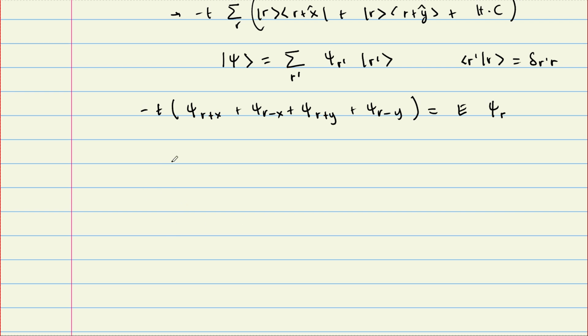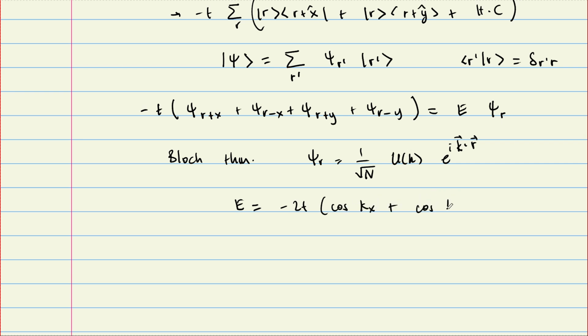And you can use Bloch theorem here. Bloch theorem is written in the form psi of R is equal to some normalization, some k dependent factor, times e to the i k dot R. And this will immediately give you E is equal to minus 2t times cosine kx plus cosine ky. So if I didn't take a equal to 1, I would have cosine kx times a here and cosine ky times a here. Good.